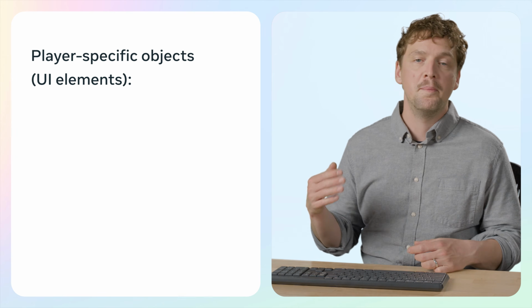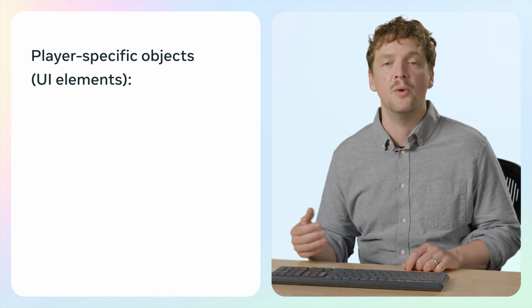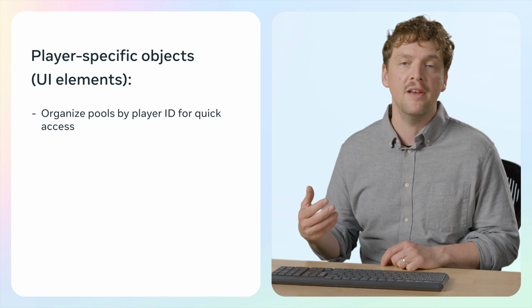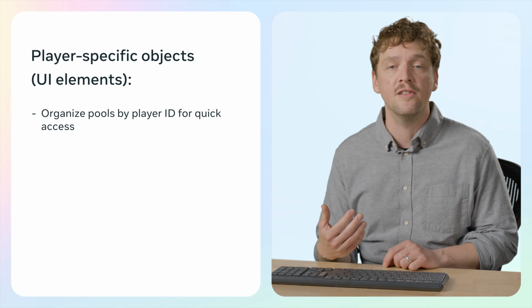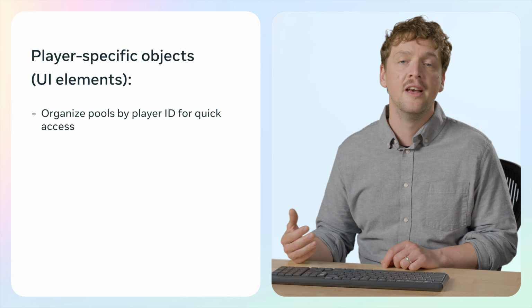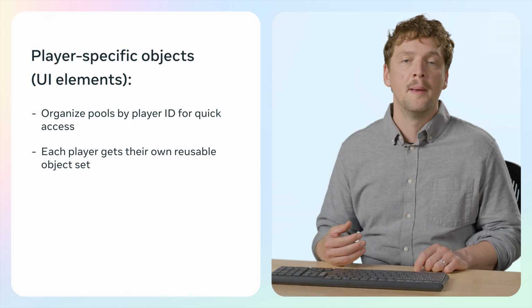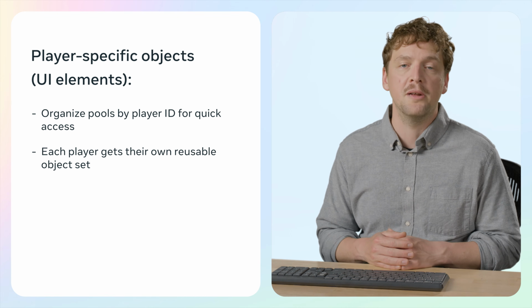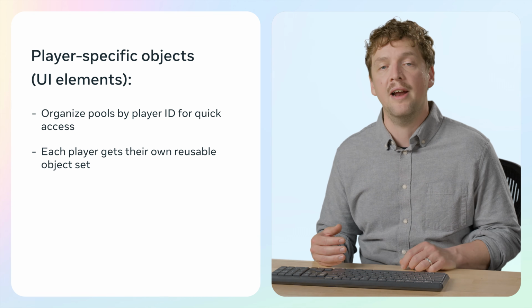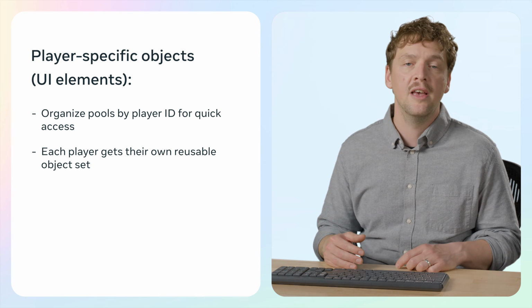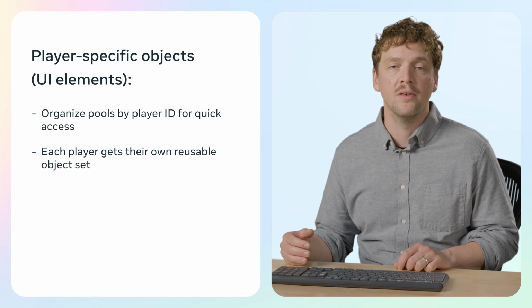For player-specific objects like personal UI elements, you might organize your pool differently, perhaps using a player ID to quickly find their specific object. So each player would have their own set of reusable objects. The most important part of any object pooling system is having an efficient way to track which objects are available to use and which ones are already active in your world.